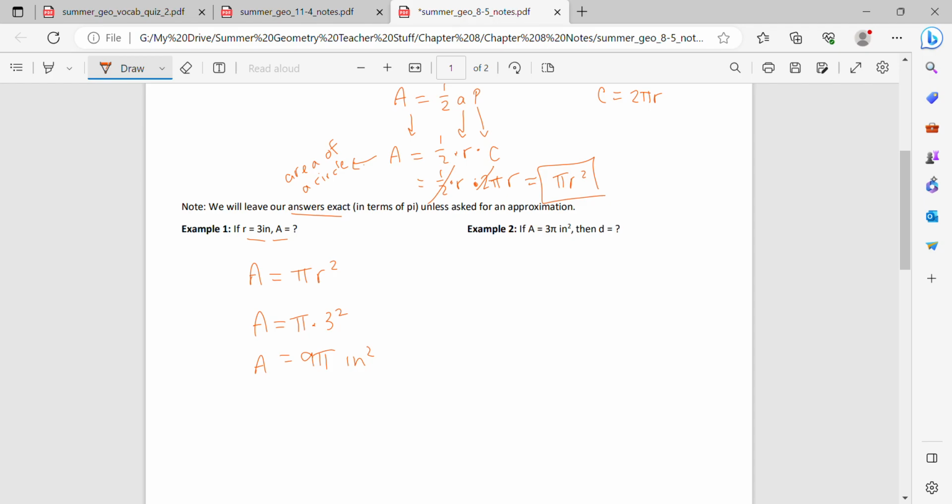Let's look at the second one. If the area of a circle is 3 pi square inches, what is its diameter? So let's take a peek. Area is 3 pi square inches. Area is pi r squared.